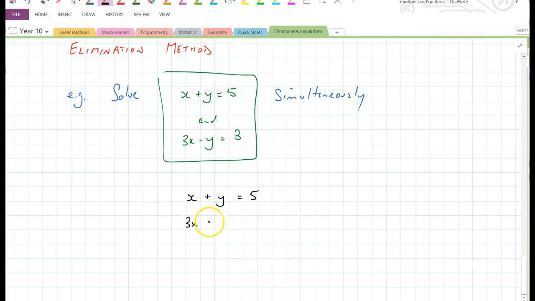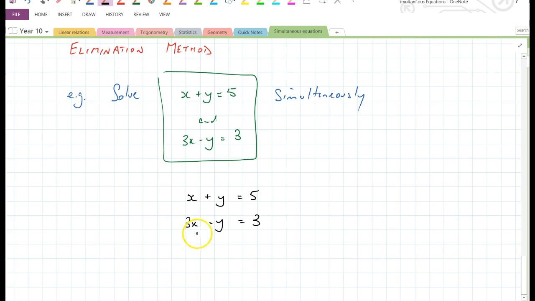So x plus y equals 5 is one of them. 3x minus y equals 3 is the other. Okay. Now, what we look for now are the coefficients of x or y. If they're the same or they're the opposite, then we can add or subtract to eliminate them. So what we're essentially looking to do is add or subtract the two equations together, and the result being one of our variables, x or y, is eliminated.